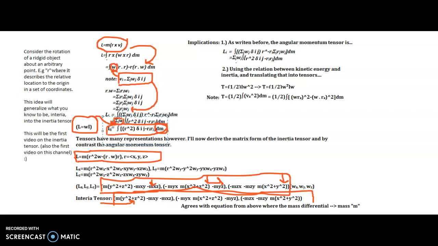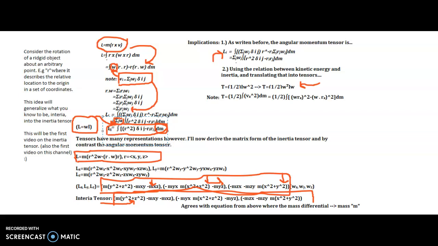Now, some of the implications of the inertia tensor. Of course, you can rewrite the angular momentum tensor as such using the inertia tensor. That's obvious. Now, a more interesting implication is rewriting kinetic energy. If you recall this classical relationship, kinetic energy is just a half times the moment of inertia times the angular velocity squared. However, this can be rewritten as such, 1/2 times omega transpose I omega, or omega dot I omega. That's just a very basic property from linear algebra.